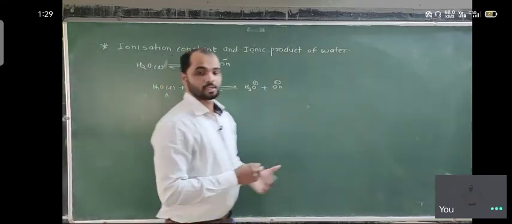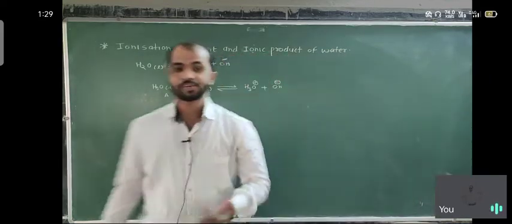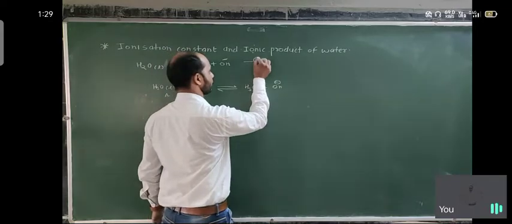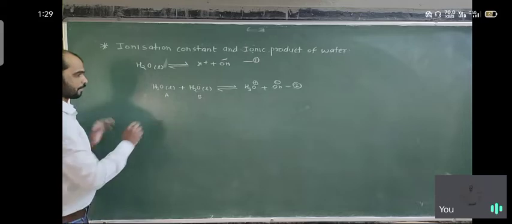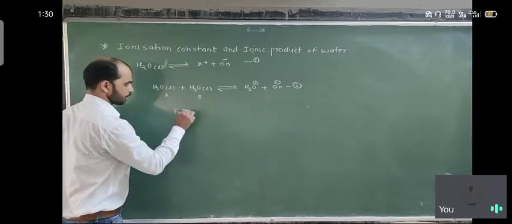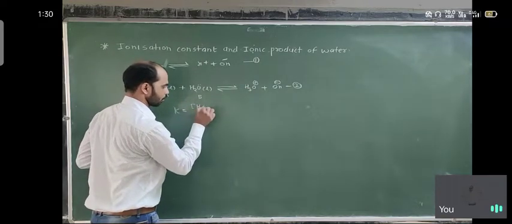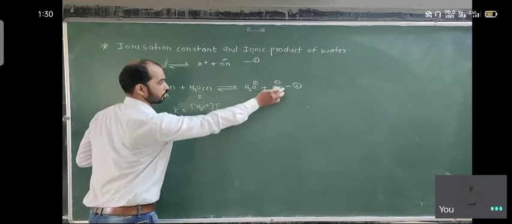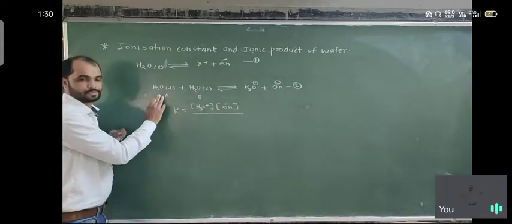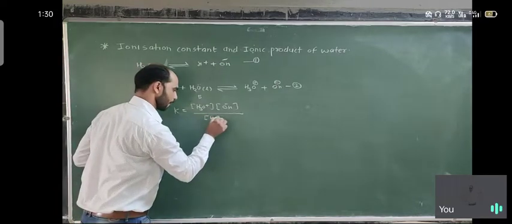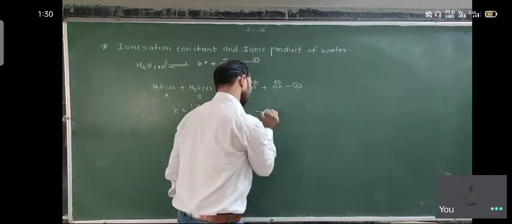That means applying the equation of equilibrium for the above equation, suppose we consider this as equation number 1, and this is equation number 2. Applying the equation of equilibrium, K is equal to the concentration of product H3O plus into the concentration of OH minus, upon the concentration of H2O. So this is equation number 3.